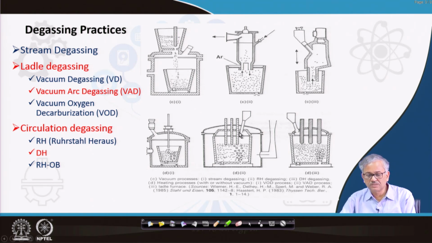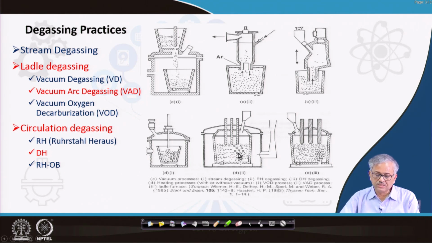So this system is given here. You have the arc, and then you have inert gas stirring, such that the bath is completely mixed, and the gaseous impurities can easily be transported from the interior of the bath to the gas-liquid interface in the vacuum chamber, and from there they can be degassed to the vacuum system. Okay, so those things are there.